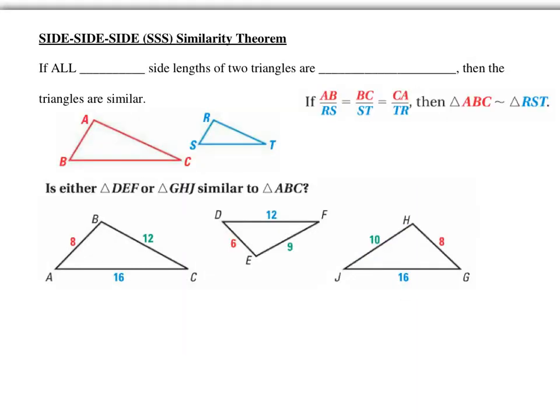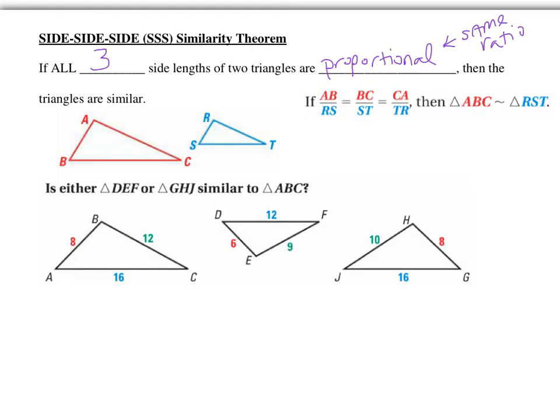The next reason why we can prove the two triangles are similar is by side, side, side. If all three side lengths of two triangles are proportional, which remember just means that they have the same ratio, then the triangles are similar. So if you notice down here, it does compare the red triangle sides to the blue triangle sides.